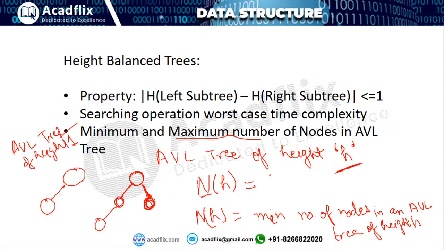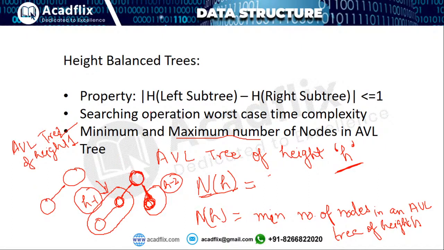So now if I have to find out the minimum number of nodes in an AVL tree of height h, then what you can do is make the left subtree of height h-1 and make the right subtree of height h-2. Fine. So this way my AVL property will keep being followed.